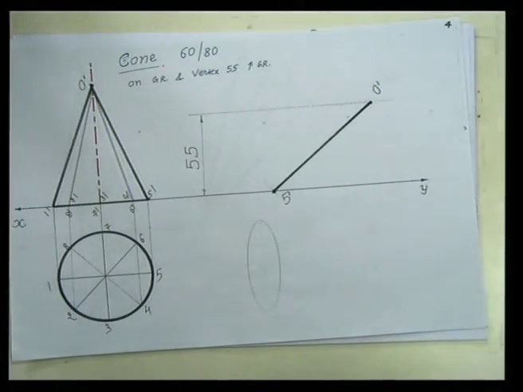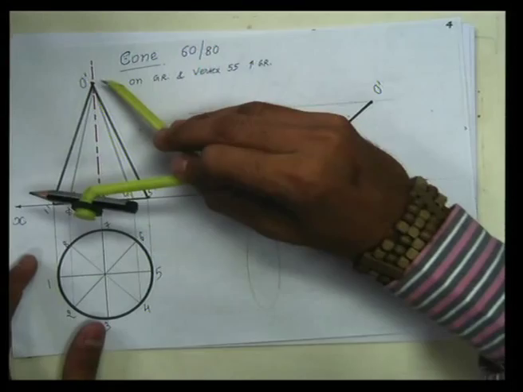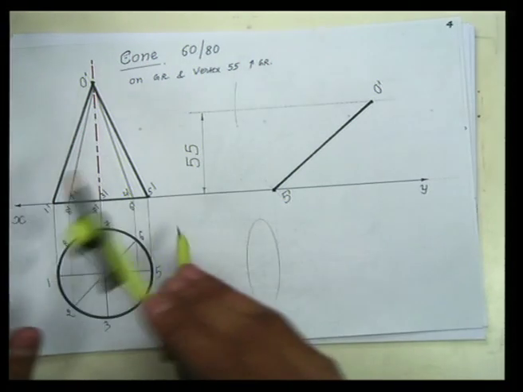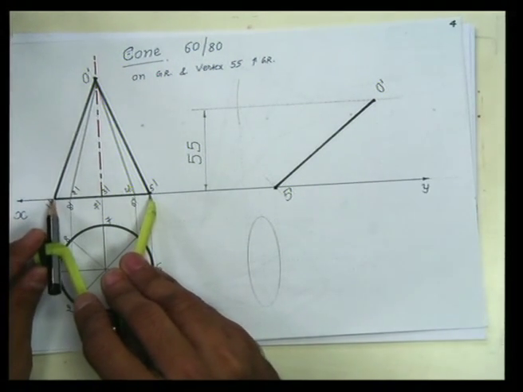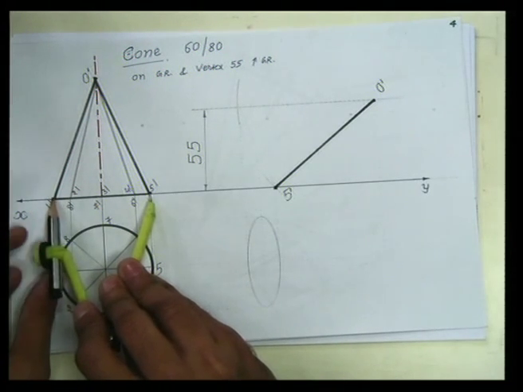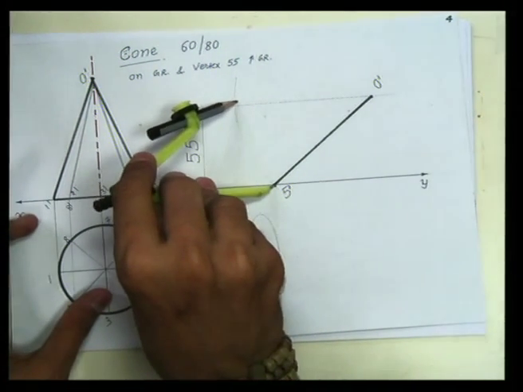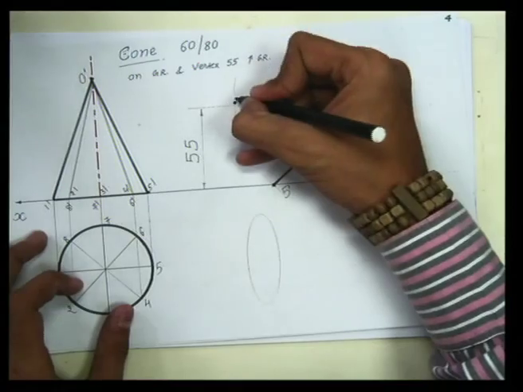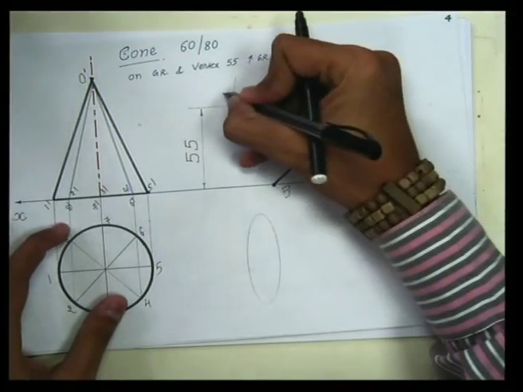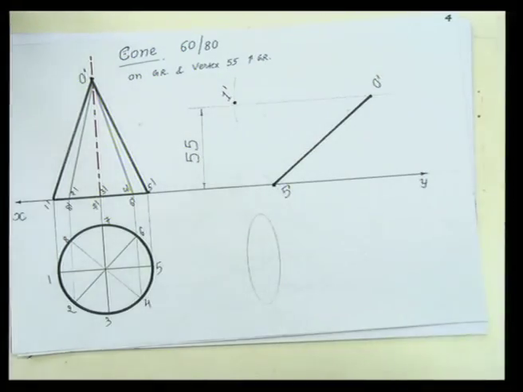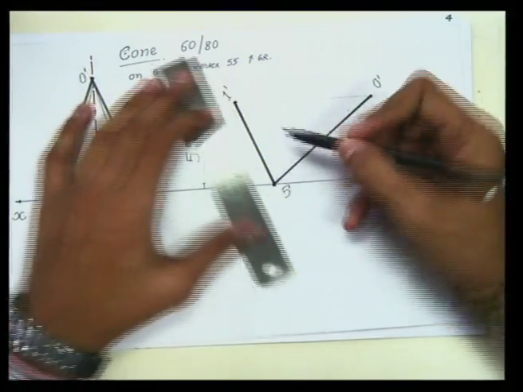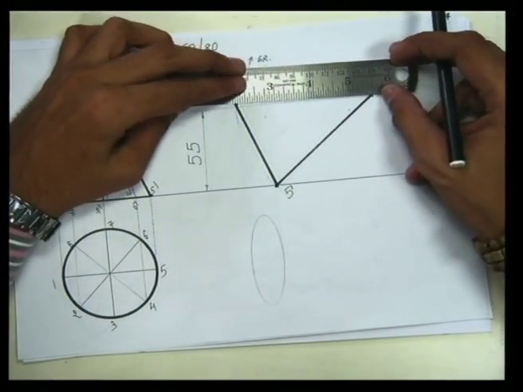Similarly, we can redraw 5 dash to 1 dash. For that, put the same O dash 1 dash as a radius, O dash center, draw an arc, right? Now 5 dash to 1 dash as a radius, this distance as a radius, 5 dash as a center, draw an arc. In the intersection of both these arcs is one point, somewhere here, and that is point number 1 dash. Now join 5 dash, 1 dash with a straight line, and O dash, 1 dash with another straight line.